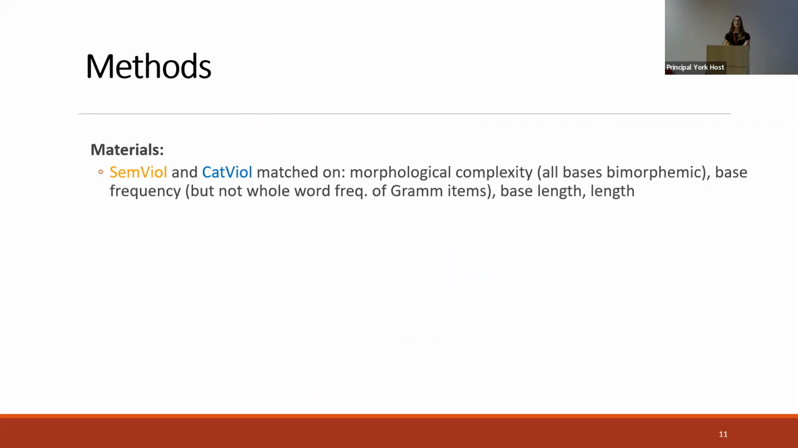So when we were creating pseudo words for the semantic and category violations, we chose the bases following several criteria. We managed to match them on morphological complexity, so all the bases are bimorphemic. The base frequency was matched, as were length and the length of the entire pseudo words. However, we did not match the grammatical conditions on whole word frequency, which I will talk about a little bit in the discussion.